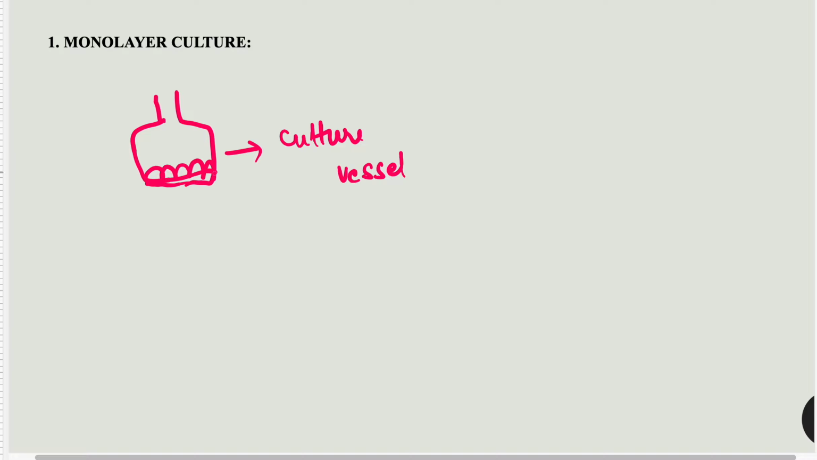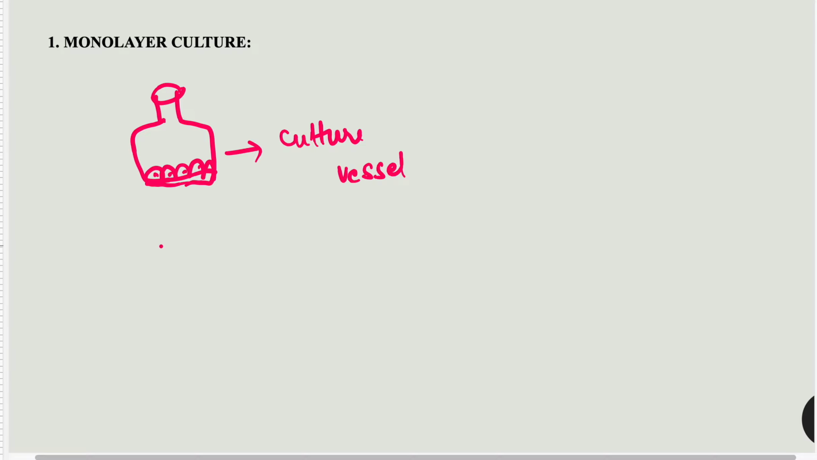In monolayer culture, the bottom of the culture vessel will have one single cell in thickness. It's a continuous layer of cells. At the bottom of the flask, if this was the culture vessel, a single layer thickness of cells is arranged. These are the single cells arranged at the bottom of the culture flask.